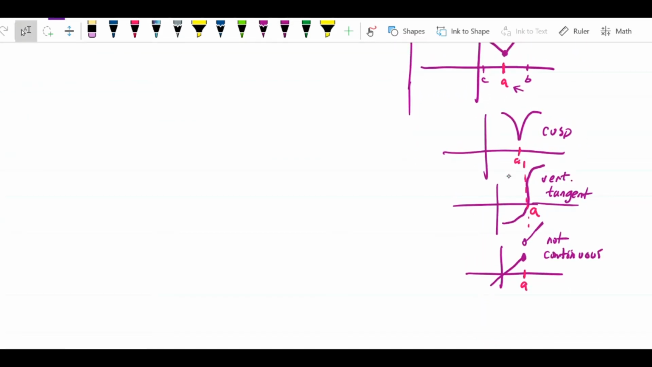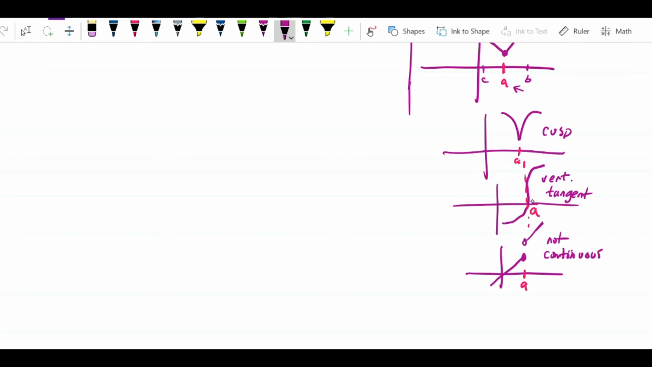Let's look at the third example. This is a vertical tangent. In this case, since we know that the derivative gives the slope of the tangent line, it makes sense to say that a vertical line, which has no slope, it has an undefined slope, does not have a derivative. So when the slope of a curve appears to be completely vertical at a point, we would say the derivative does not exist at that point. The function is non-differentiable at that point.